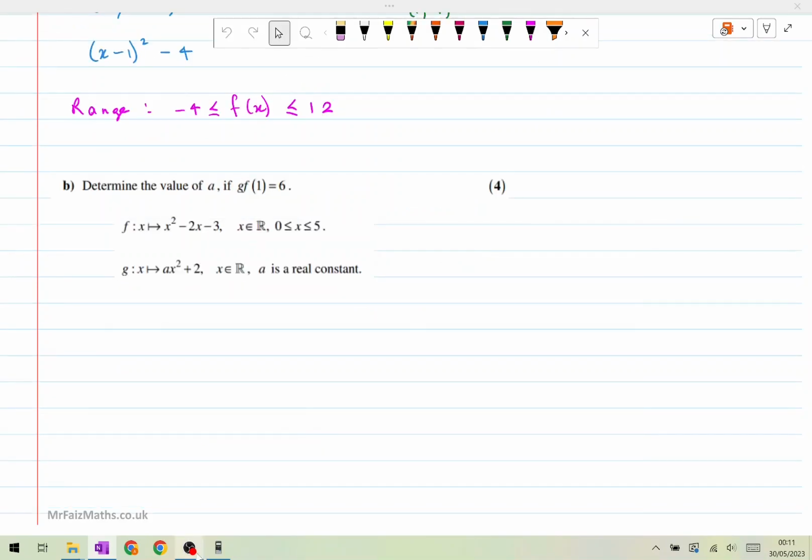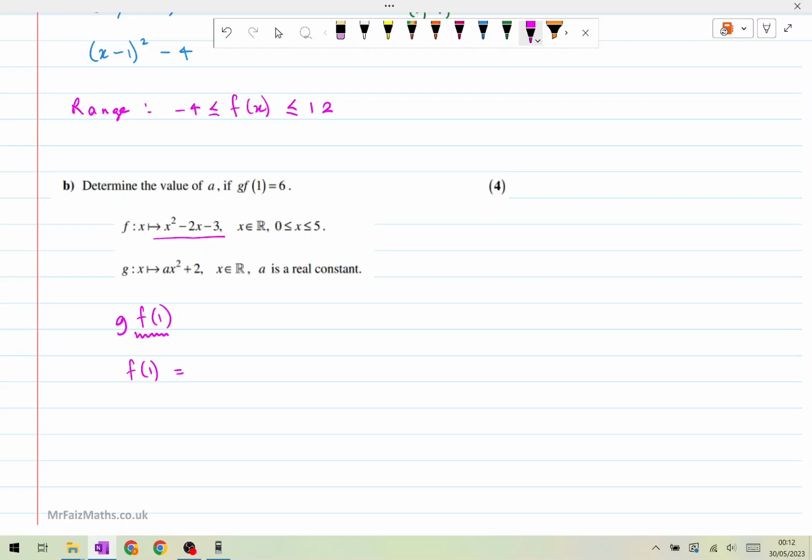On part B, we are asked to find the value of a, given that g f of 1 is equal to 6. So in this case, the value of a comes from this function here. So if you're asked to find g f of 1, what you would normally do in that case is we first need to find what f of 1 is, take that answer, and then plug it into g. So in this case, we first need to find what f of 1 is. So f of 1 is going to be the value of this function when x is equal to 1.